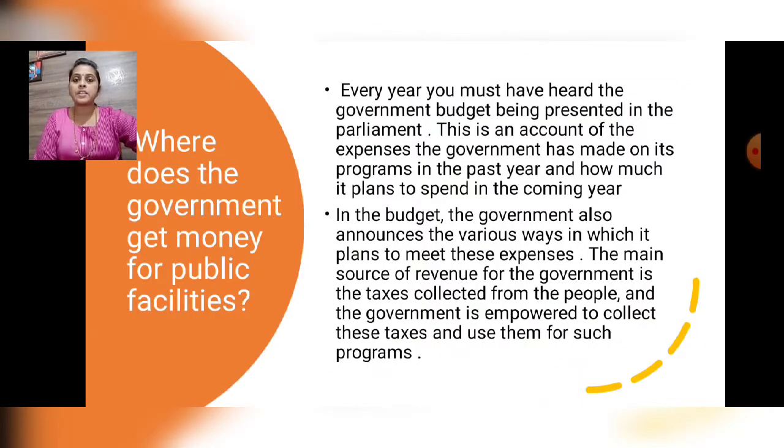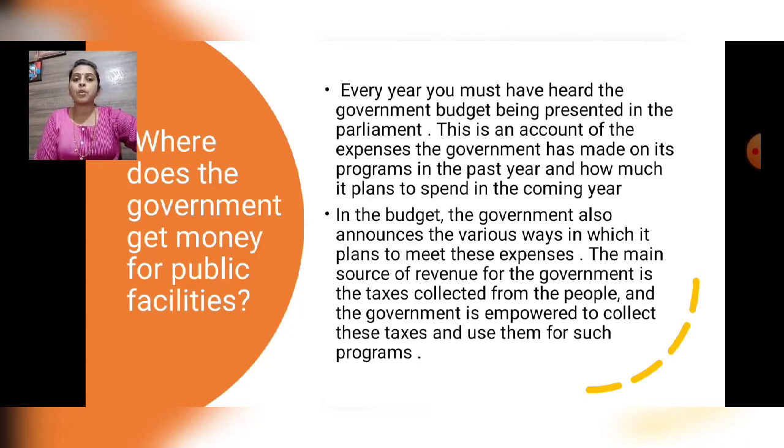Now the first slide says, where does the government get money for public facilities? Every year you must have heard the government budget being presented in the parliament. The government budget is presented every year in the month of February, and the Ministry of Finance prepares the budget for that particular year. It allocates certain funds to certain departments.